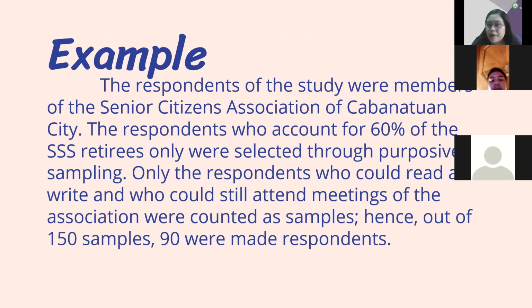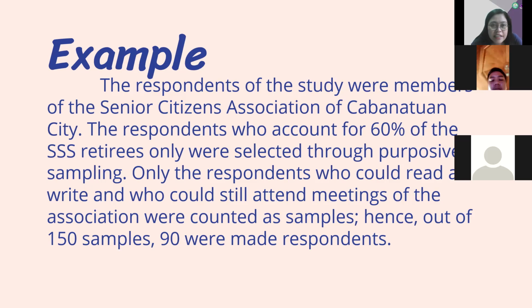Here we have an example of the population. The respondents of the study were members of the Senior Citizens Association of Cabanatuan City. That will be the population. But we have additional criteria here, and if you have this also in your study, you really have to state that. You can call this the sampling technique. The title will be sampling technique.